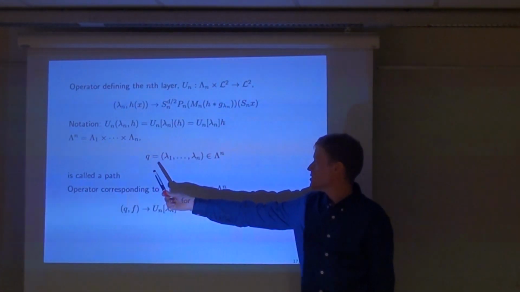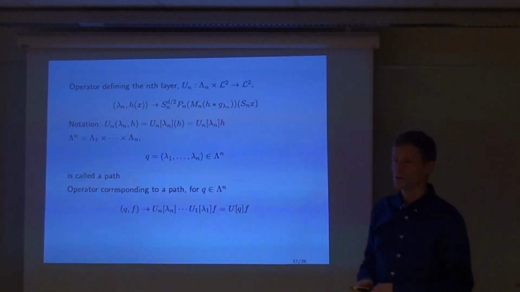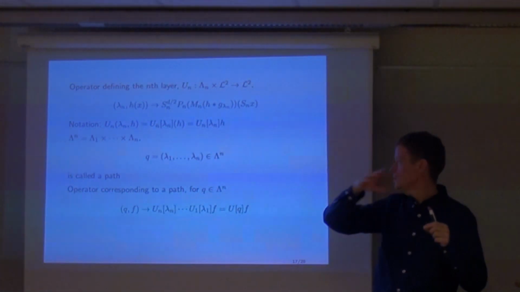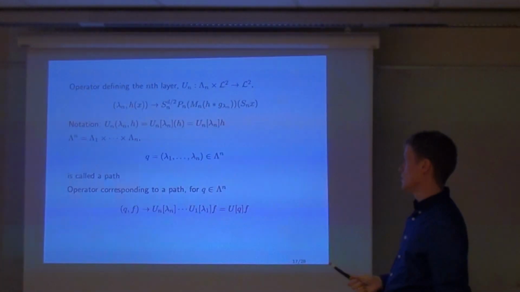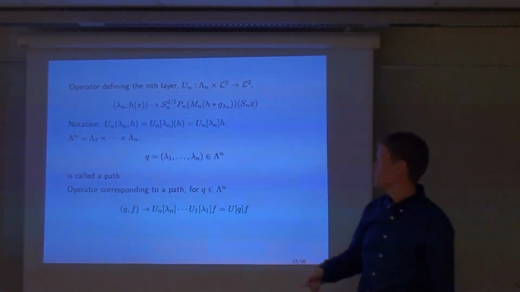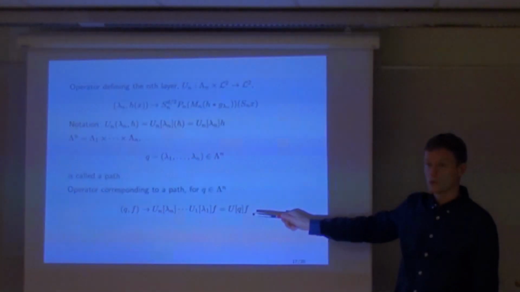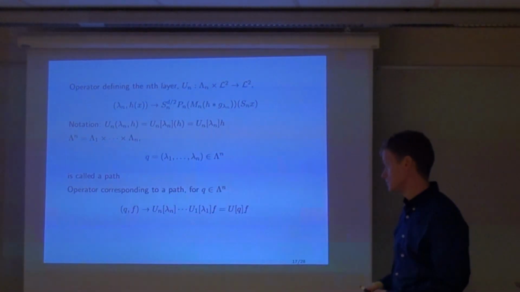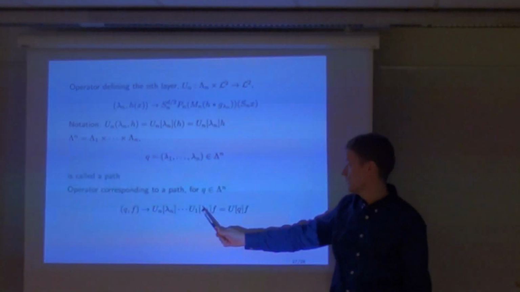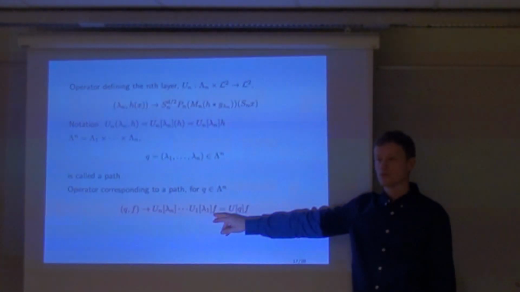So let's pick now a sequence of indices picked from the different index sets. So that defines a path through the network. You will see that soon. So it's a path through the network. Now this is an operator corresponding to the nth layer. This is the operator corresponding to a whole path. It's just that you apply this operator n times. And of course the first time you apply it is on the input f.